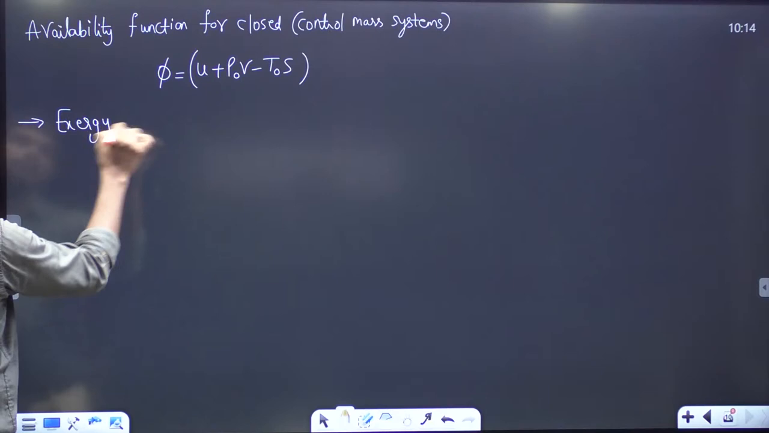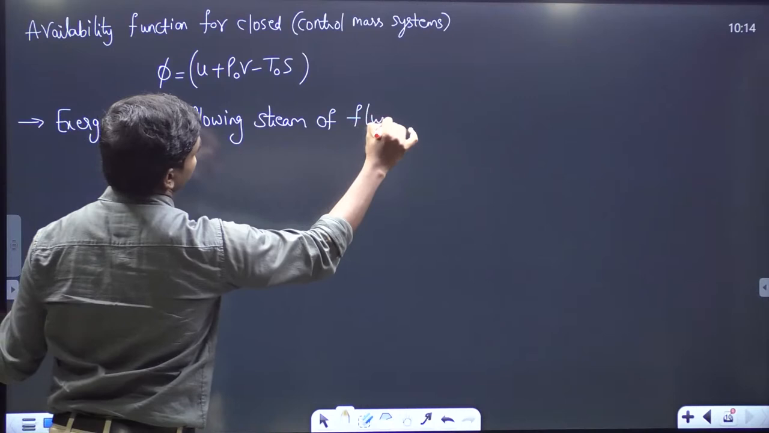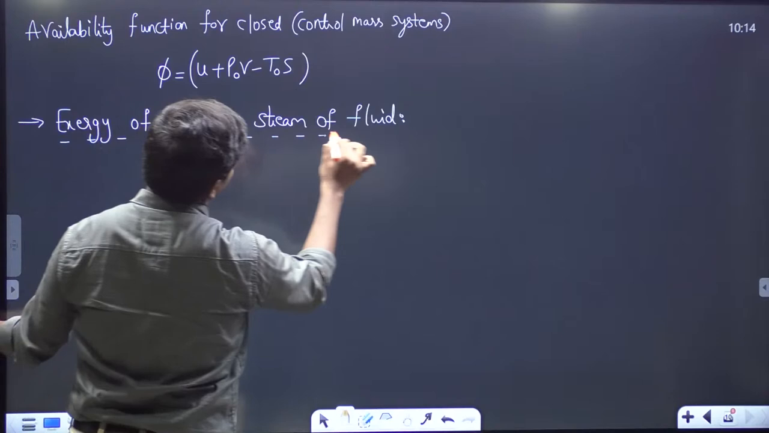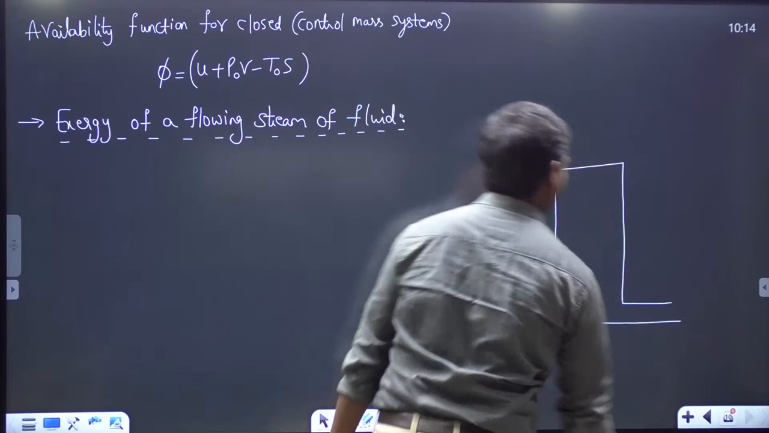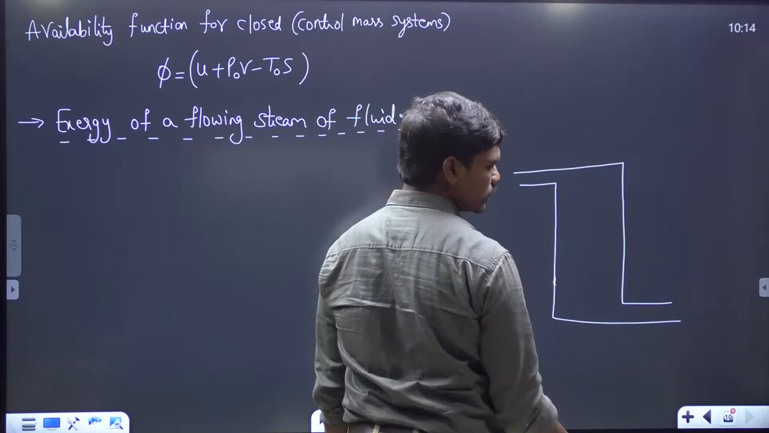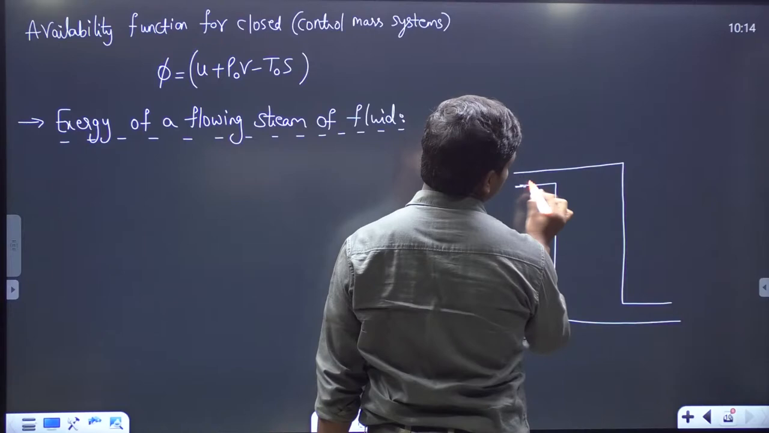Now we'll see the exergy of a flowing stream of fluid, meaning basically for open systems. Now, if you have a control mass system, let us see what the exergy change is if the process is undergoing from state 1 to state 2. Yes, the availability symbol is X, but this is the availability function. The difference of these two functions is actually the exergy. Okay, so this is the control mass system.